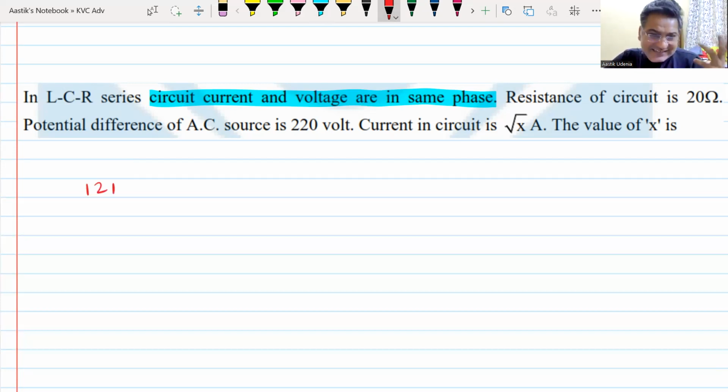I don't have to tell you how to find the root of 121 or how to square 11, because if I have to tell you that, that won't be my student. My son is in class 2. He knows the table till 17, so he can tell me what 11 square is.